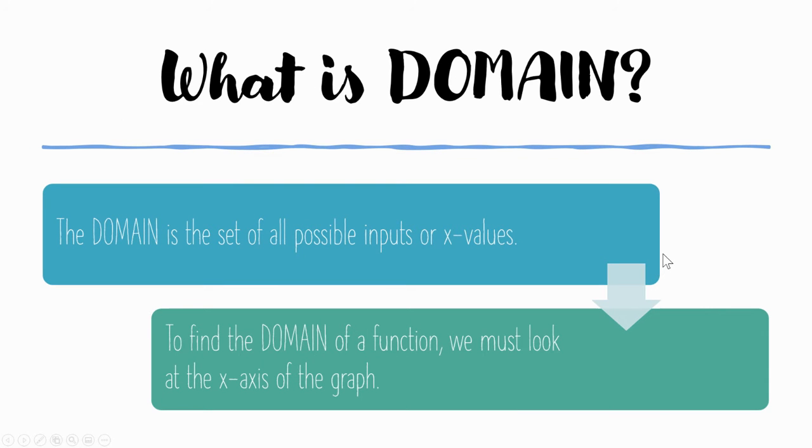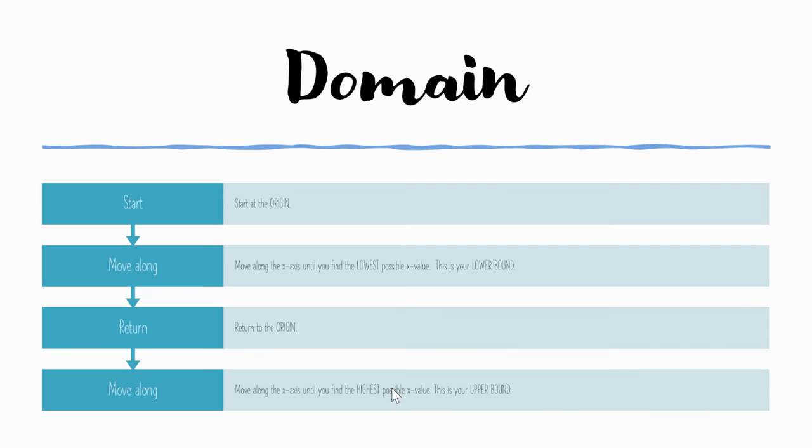Okay, domain. You've done domain and range. The domain is the set of all possible inputs or x values. To find the domain of a function, we must look at the x-axis of a graph. Also, if you have a table, it would be all your x values in the table. Here are some tips on how to find the domain if you have a graph.